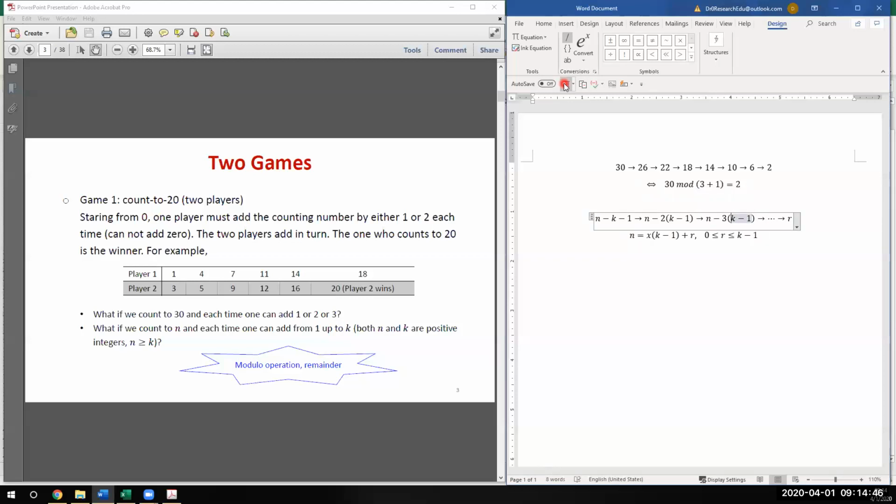So sorry guys, I made a mistake. Here should be k plus 1 because I added a parenthesis here. So I need to make this plus 1. You know what I mean?